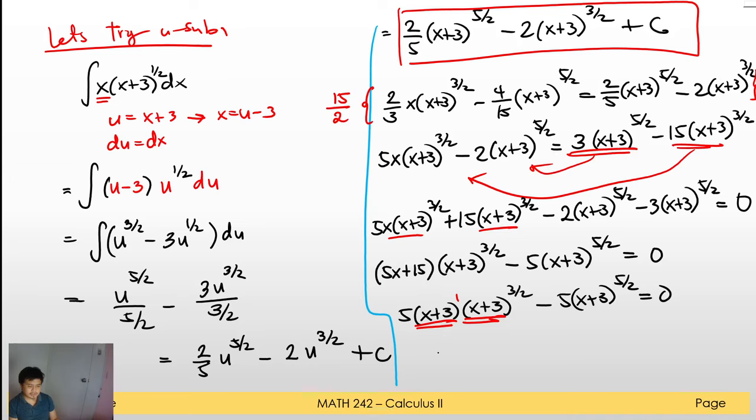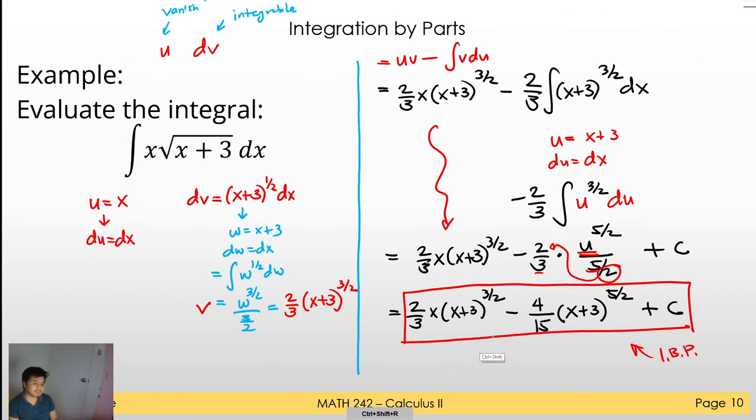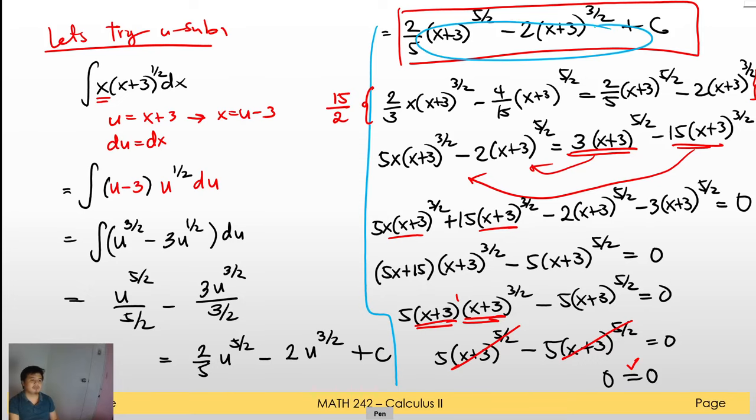So this will be 5 times (x + 3) raised to 1 + 3/2, so this will be just 5/2. And then minus 5, (x + 3) raised to 5/2, is equal to 0. So as we can see, we can cancel out this 2. Therefore, this will be 0 is equal to 0. If this is true, then the equivalence of these two functions is true. Okay, so that's it. So the solution should be this in this subject, but this is also applicable.